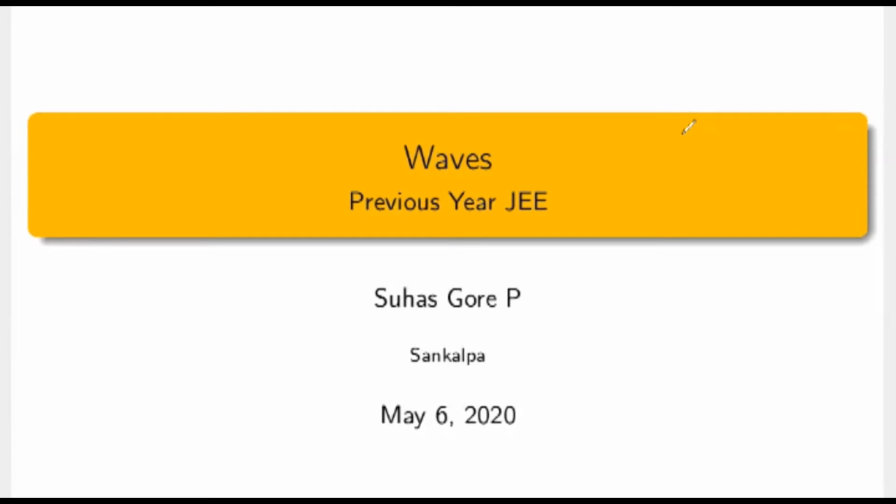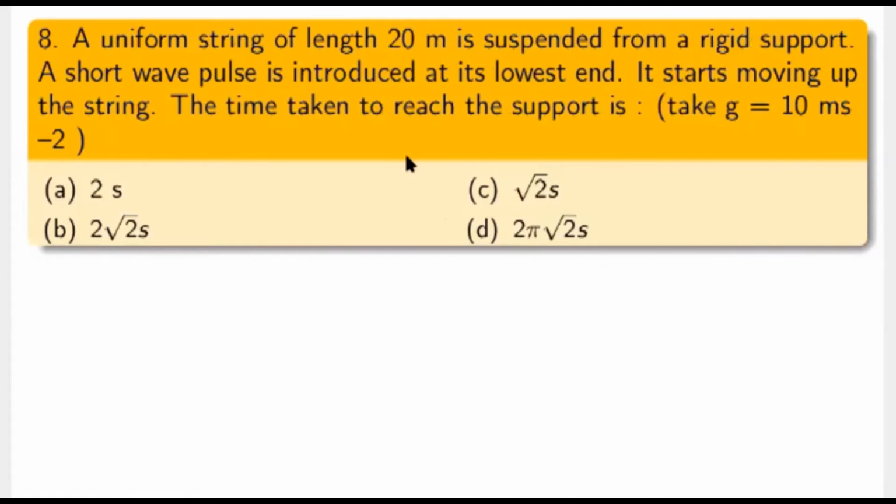Hello everyone. Let us solve a few previous year JEE questions from the chapter waves. A uniform string of length 20 meters is suspended from a rigid support. A short wave pulse is produced at its lowest end. It starts moving up the string. The time taken to reach the support is, by considering g to be 10.